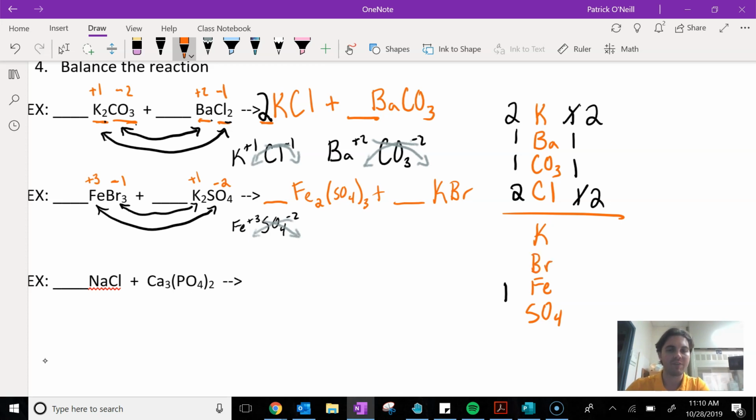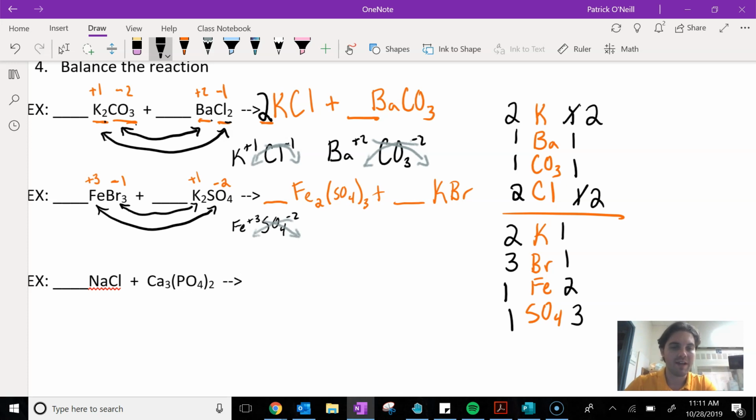So now we have to balance our reaction. So we have potassium, bromine, iron, and sulfate, where we're going to be taking a look at each of those. Okay, we have 1 iron on the left, so I'd already written that in, 1 iron. We have 3 bromine on the left to start off. We have 2 potassium and 1 sulfate. On the right, we have 2 iron, we have 1 bromine, we have 1 potassium, and we have 3 sulfate.